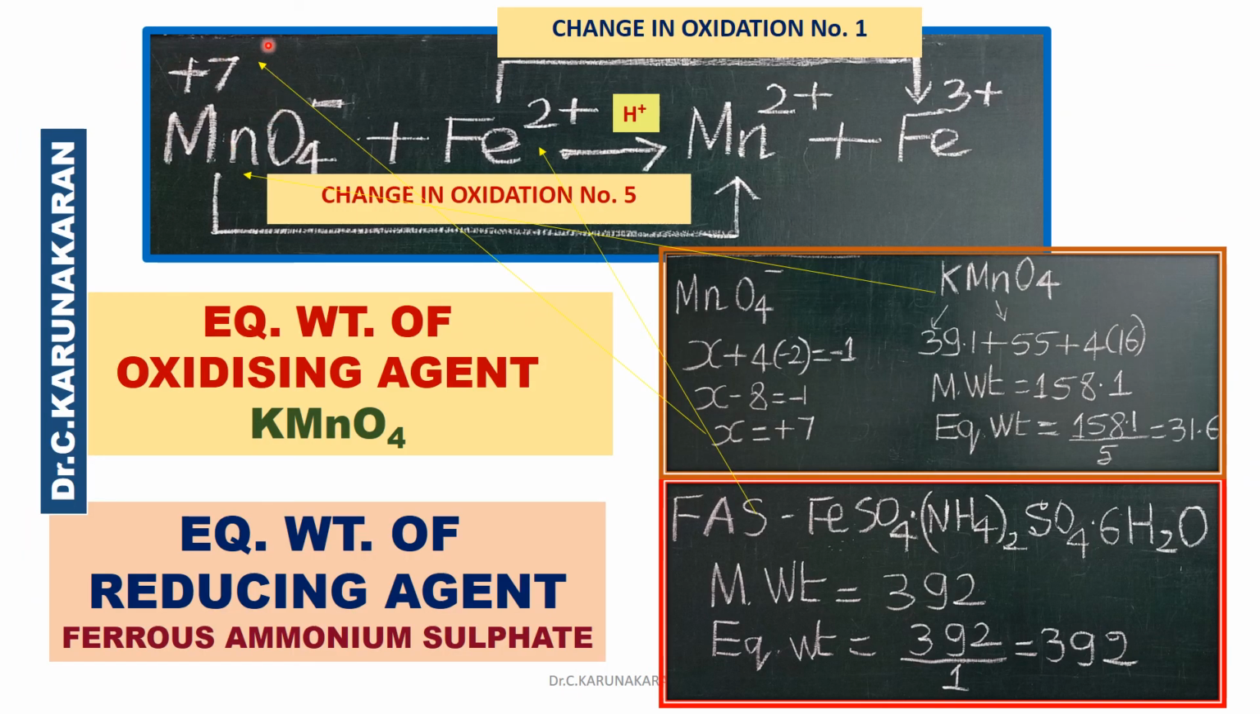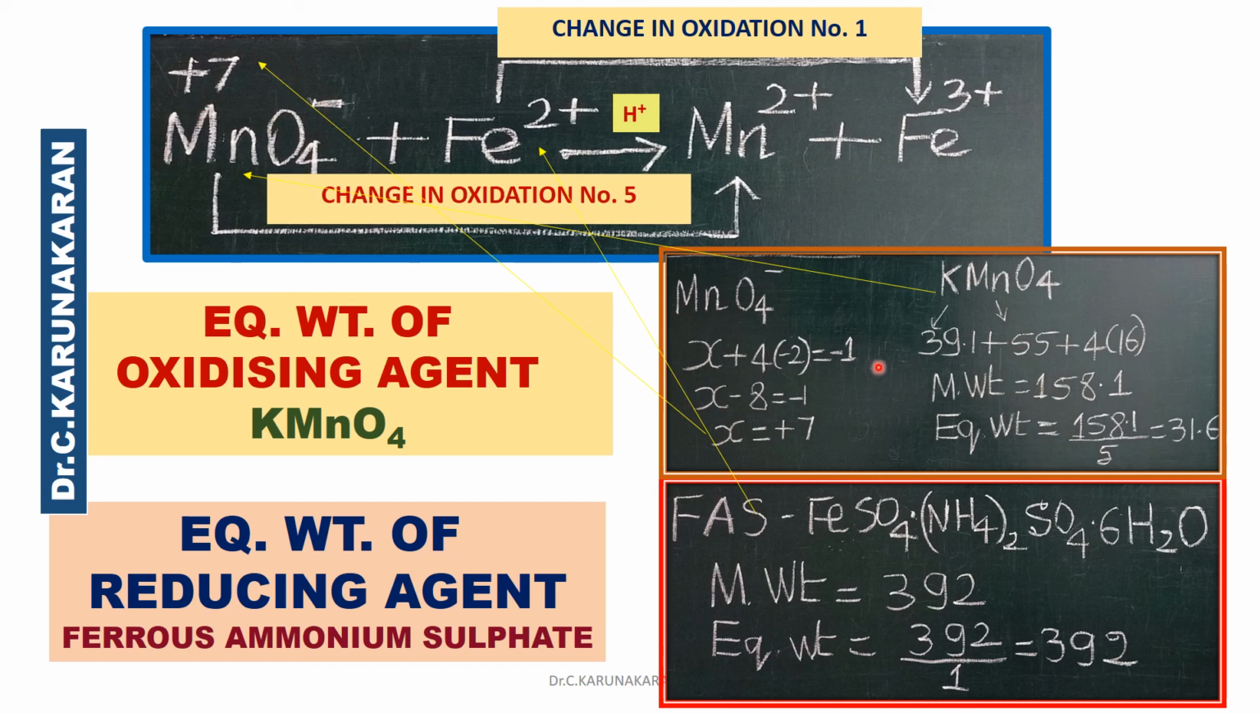How is the oxidation number plus 7 obtained? I have shown here MnO4 minus. Potassium permanganate, that is K plus and MnO4 minus, is completely ionized. Let the oxidation number of manganese be X. X plus 4 times the oxidation number of oxygen, which is minus 2, equals minus 1, the charge carried by the ion. Therefore, X minus 8 equals minus 1, so X equals plus 7. So, in potassium permanganate, the oxidation number of manganese is plus 7.